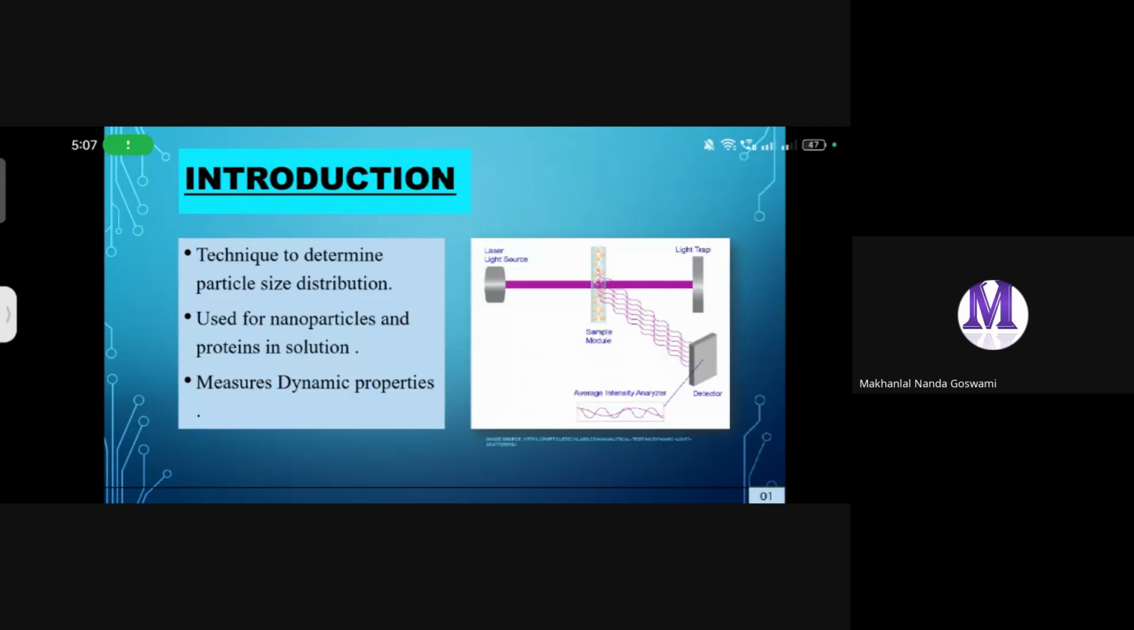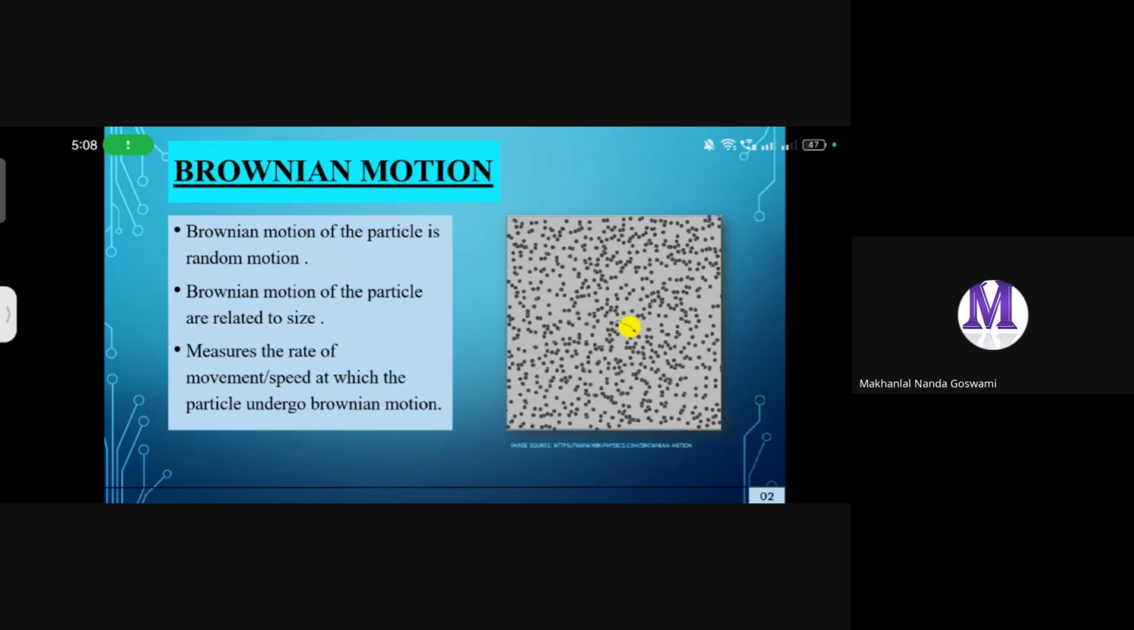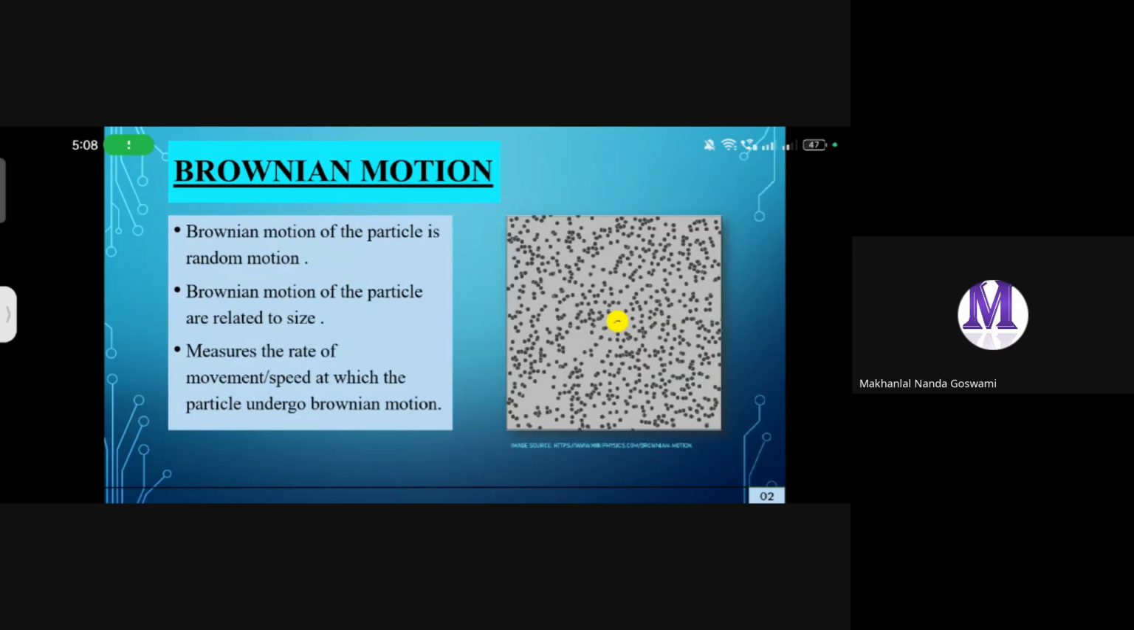Moving ahead, here comes the introduction. Let us know what is dynamic light scattering. Dynamic light scattering is a technique used to determine particle size distribution in solution. It is particularly significant for characterizing nanoparticles and proteins. This technique is sensitive to dynamic properties, meaning it measures how particles move in solution, reflecting their physical and chemical environment. The core phenomenon behind the DLS is Brownian motion.